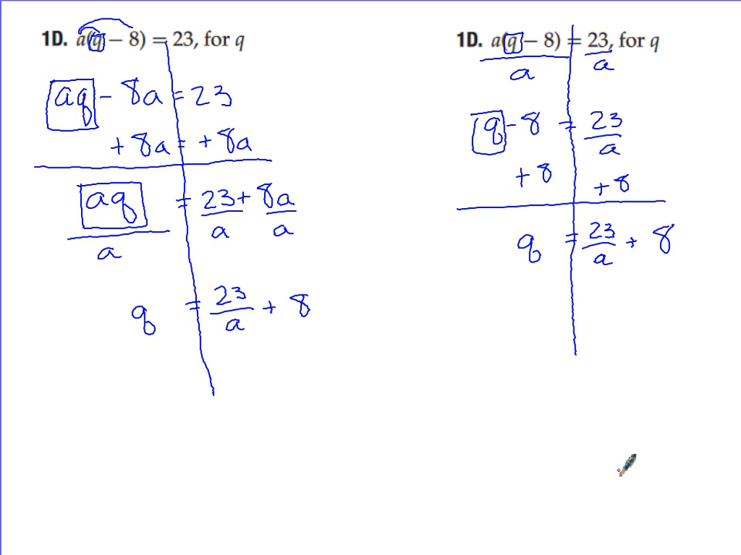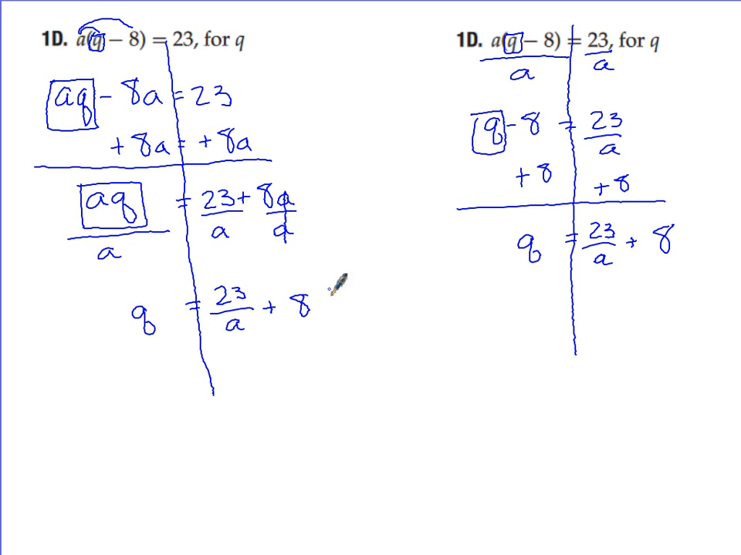Alright, so hopefully you got 23 over a plus 8, but there are two different ways that you could go about this. The first is you could distribute. So I distributed the a, so now I have aq minus 8a. Alright, and then we're following our steps. So box the variable term because we're solving for q. Add 8a to both sides, and then I would have to divide by a. So 23 divided by a, that's all I can do. And then 8a divided by a, my a's are going to cancel each other out, and I'm left with just 8.